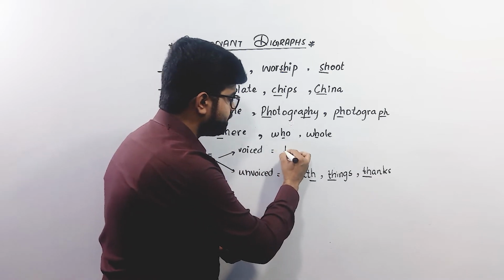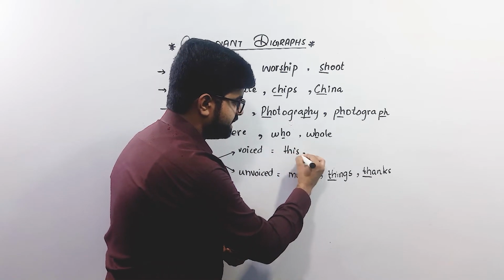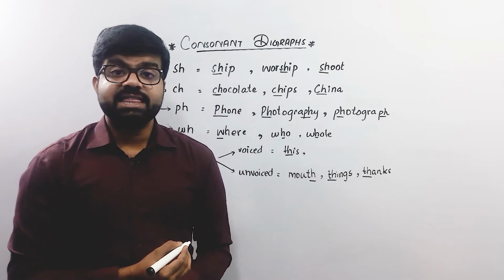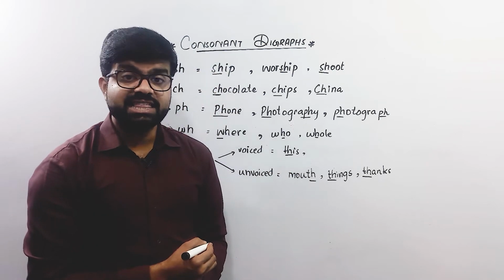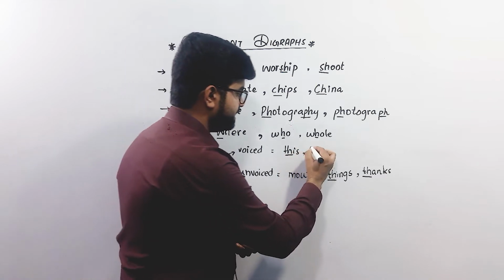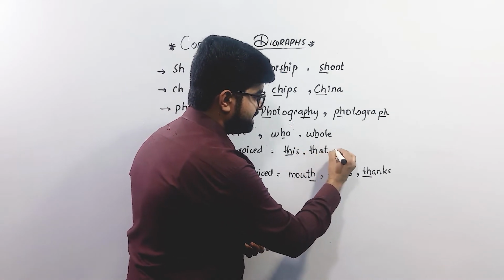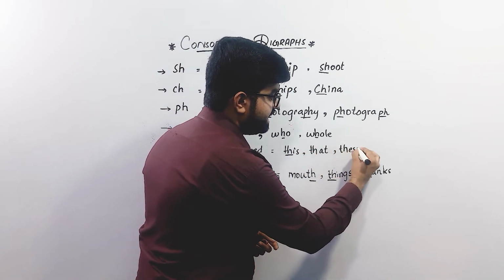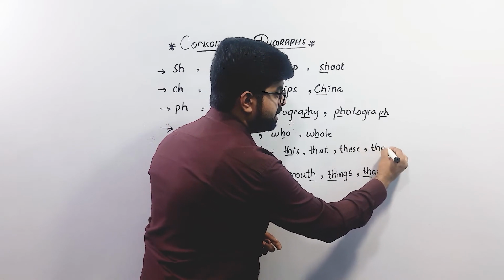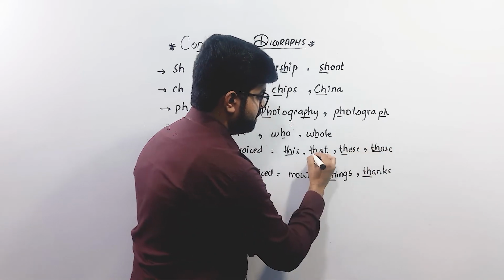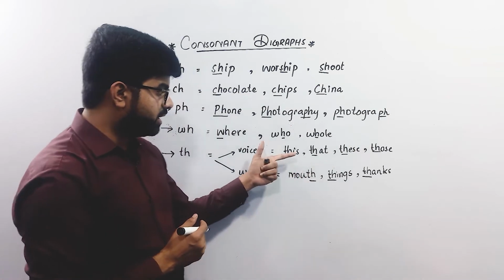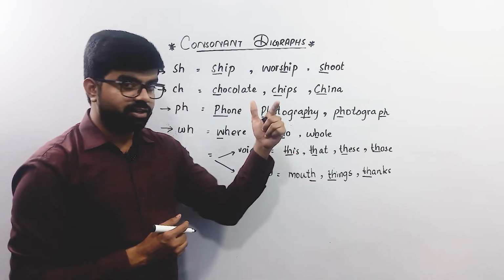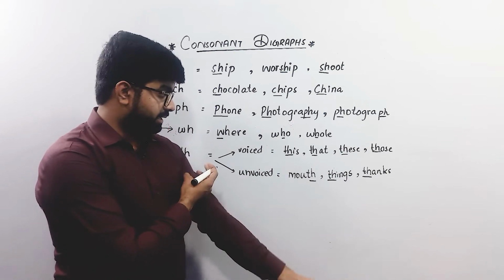On the other hand, the voiced sound of TH is this. It has th sound, and it has th sound. This, that, these, those. All right. So all these words have different sounds, and you can categorize them. There are so many other examples as well, and this is it.